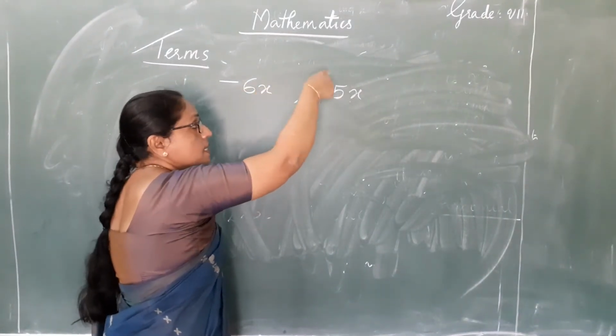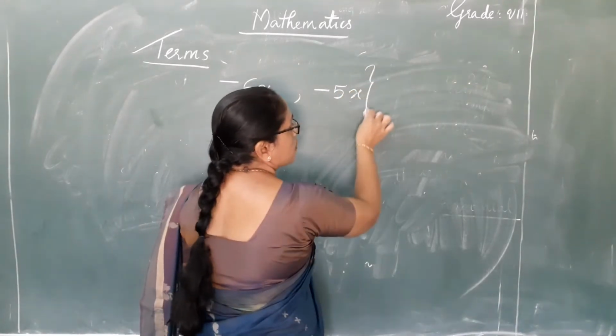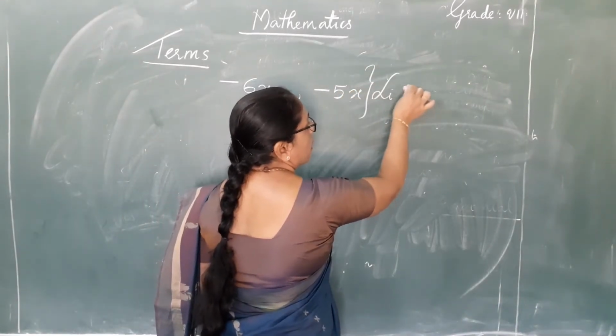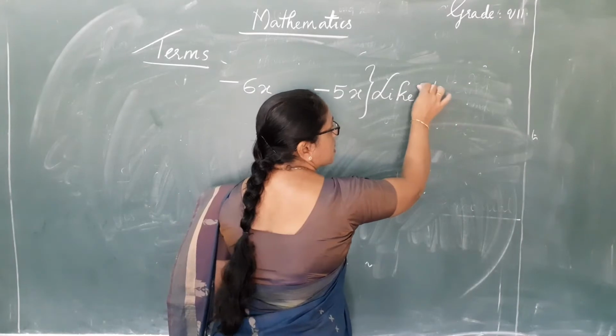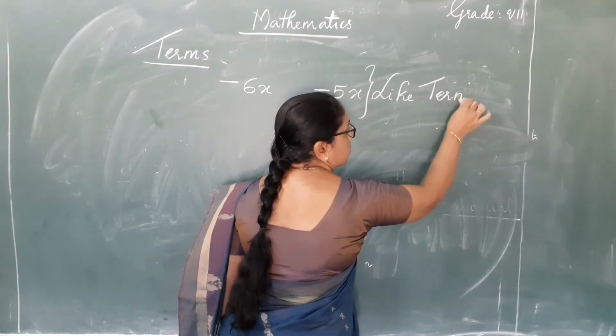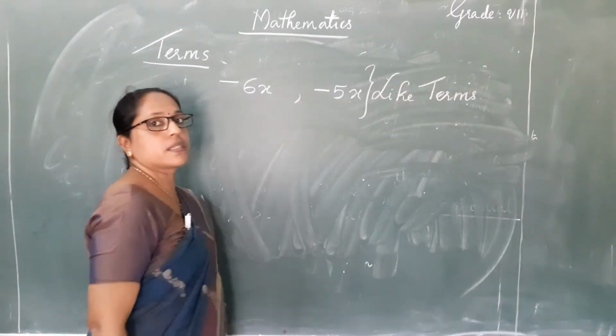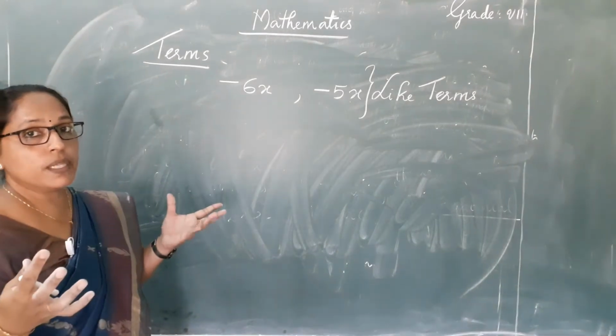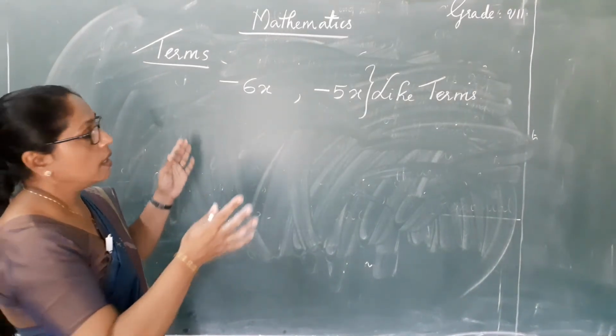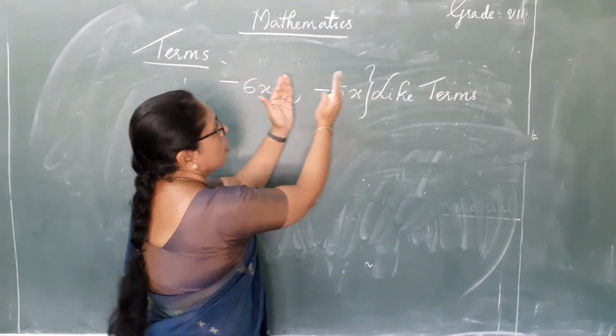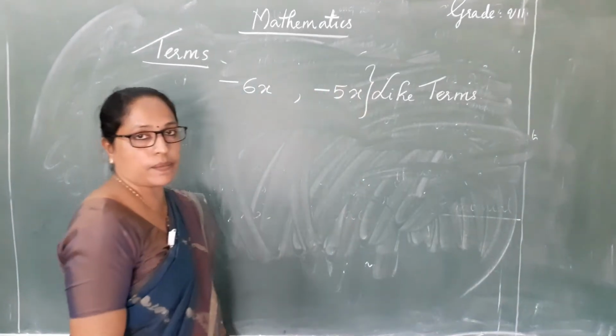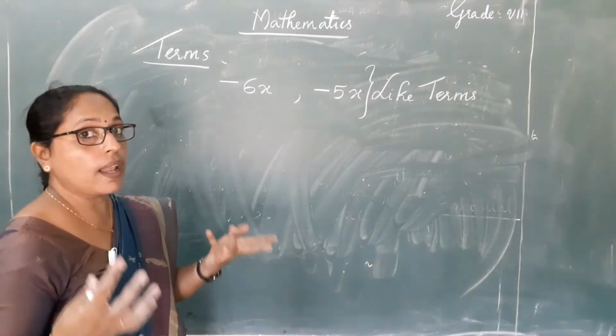So these terms, we call by a special name. They are known as like terms. Okay? So like terms are what? The terms in which the literal coefficients are same. That's the definition for like terms.